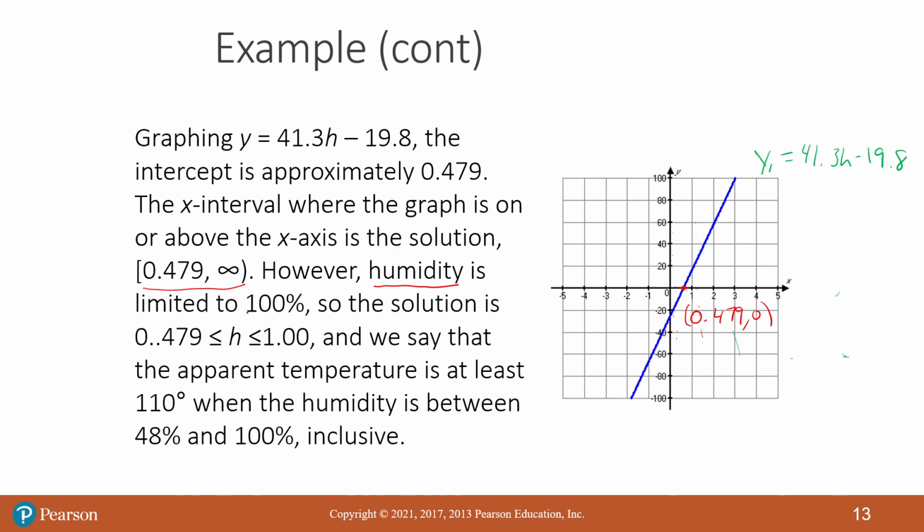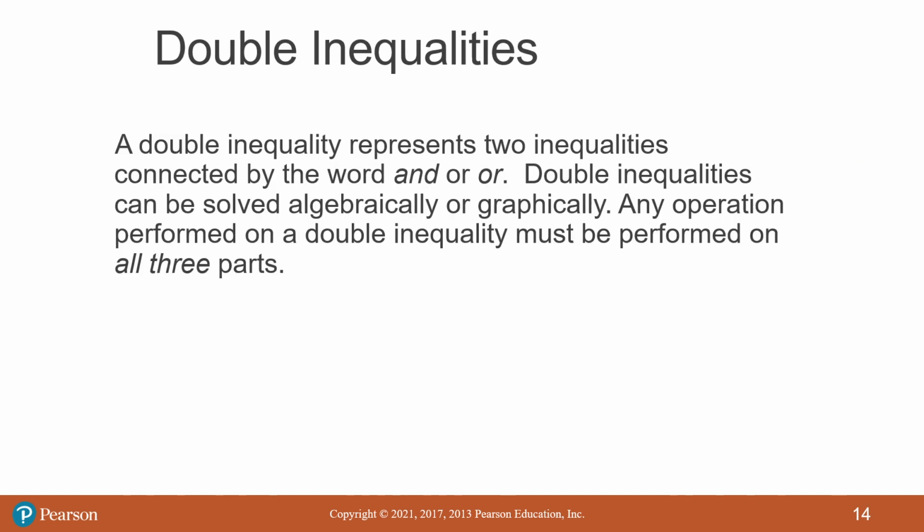Okay? We have to further limit this based on our problem situation because we can't make it over 100%. 100% written as a number is 1.00. So our actual restriction here is 0.479 to 1. Okay, so we can say that the apparent temperature is at least 110 degrees when the humidity is between 48% and 100% inclusive, approximately. Okay, we round it here and here. So we can say that the apparent temperature is at least 110 degrees when the humidity is between 48% and 100% inclusive.